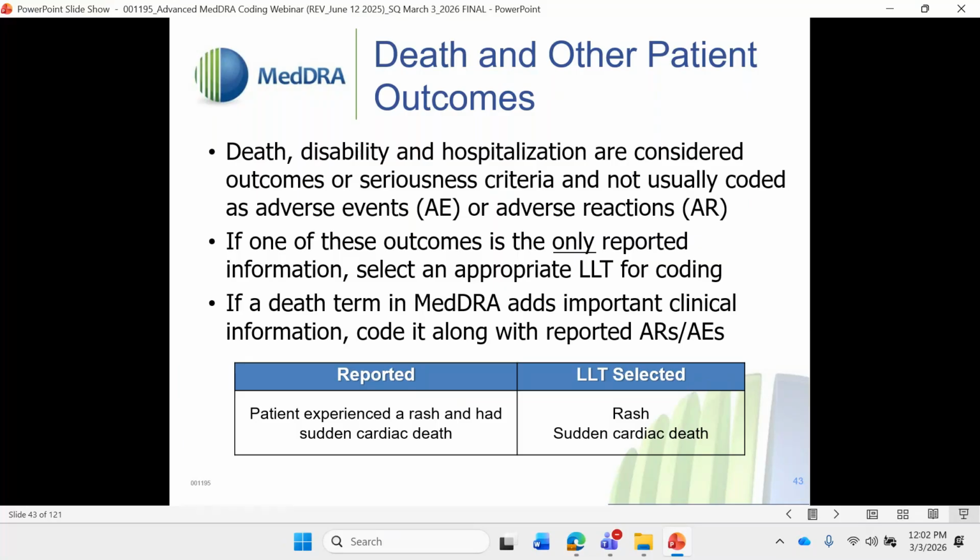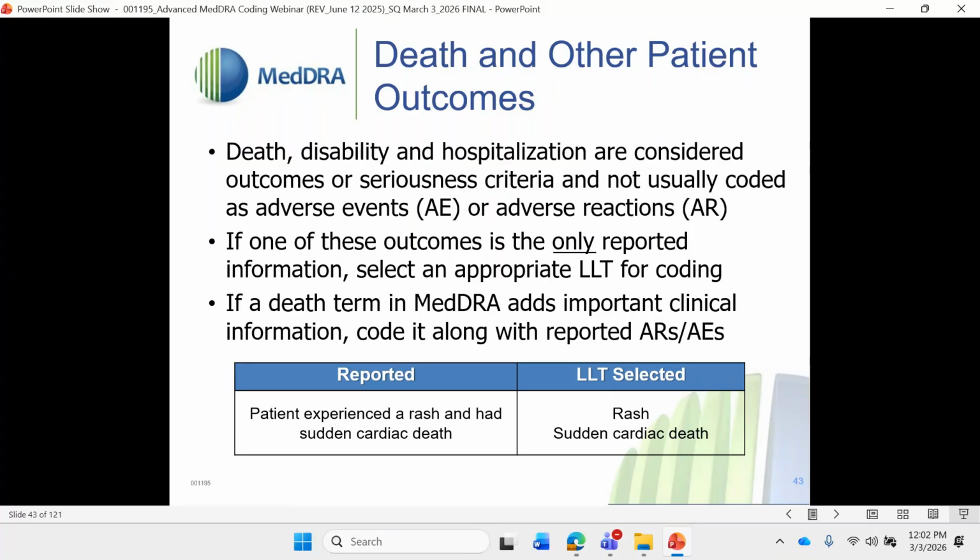Now, if a death term in MedDRA also adds some important clinical information, then in that scenario, you would also code it along with your other adverse events. So in this verbatim string, we have patient experienced a rash and had sudden cardiac death. My first thought would be, well, death is already recorded in the outcome field. They already told me that death is considered an outcome, typically recorded in the outcome field. I don't need to touch that.